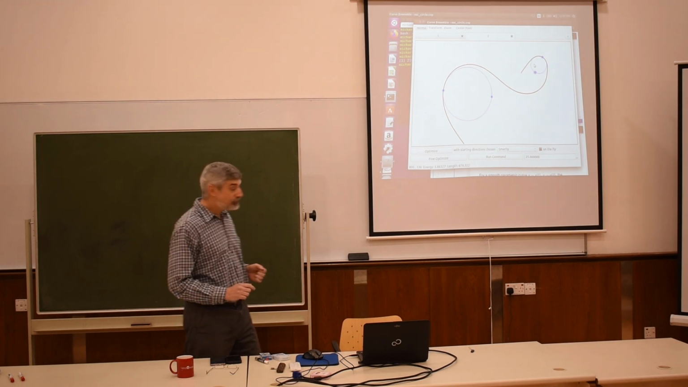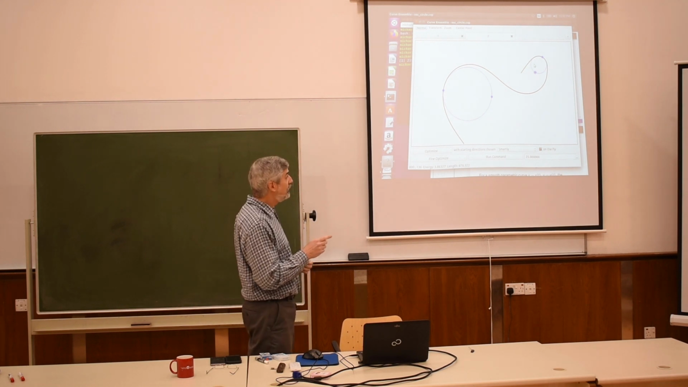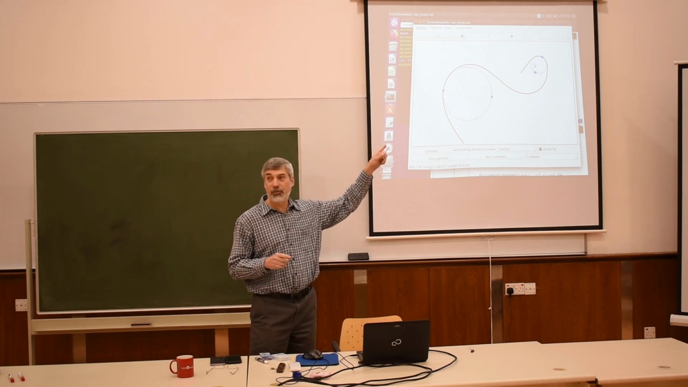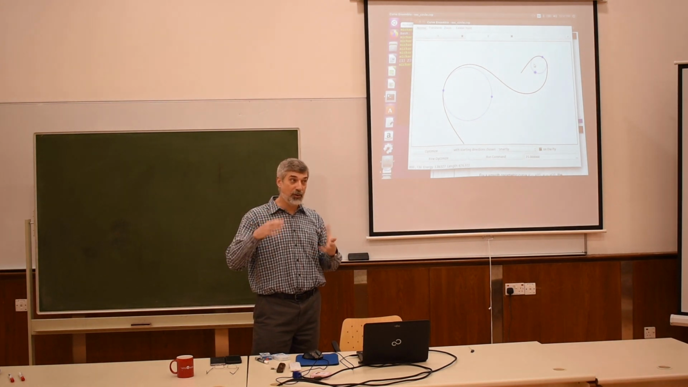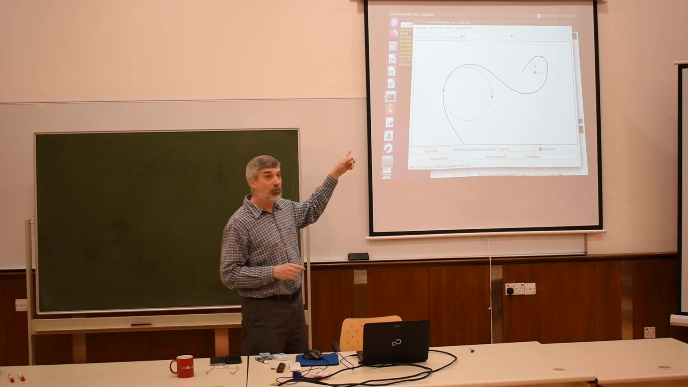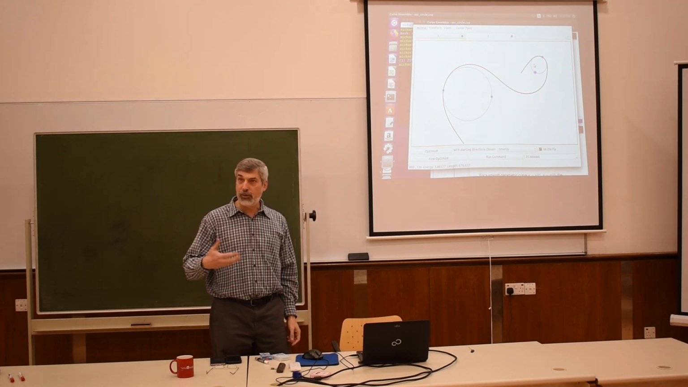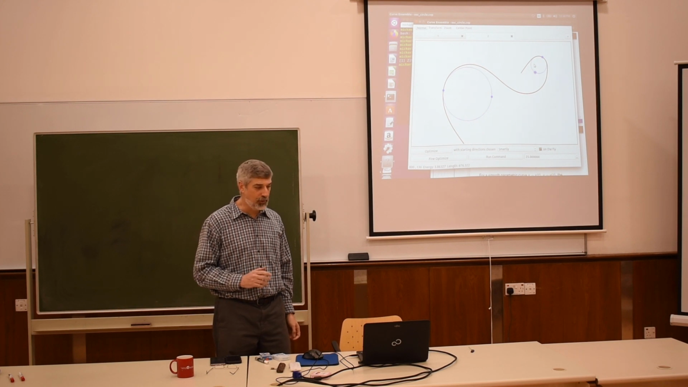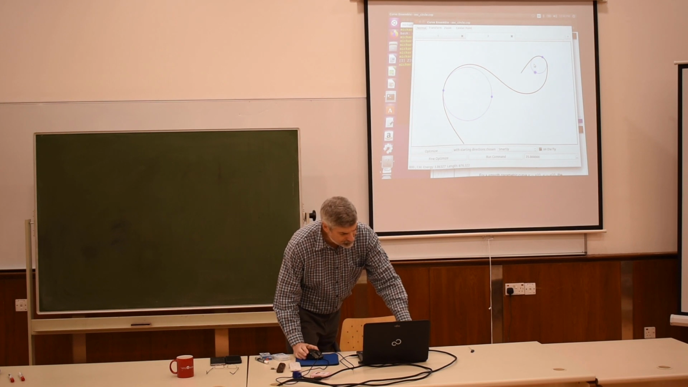Now, curvature is 1 over the radius, right? So for the small circle, the radius is small, so 1 over the radius is big. Curvature will be large. And with the other point where we have the big circle, 1 over the radius will be small. So the curvature is small. That's how curvature is defined.